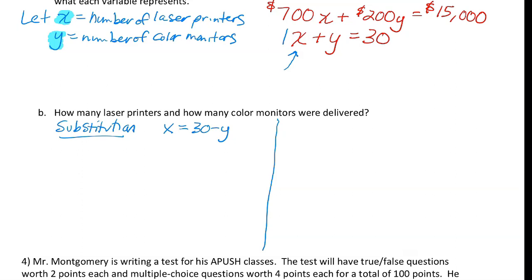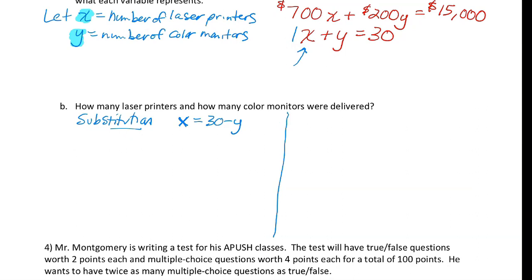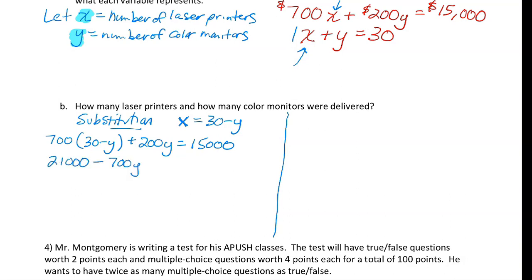And I'm going to take that 30 minus y, and plug it into the top equation where that y is. So, sorry, we solved for x equals 30 minus y. We're going to take the first equation and we're going to plug that in where that x is. So we'd have 700 times 30 minus y plus 200y equals 15,000. So distribute the 700, we would get 21,000 minus 700y plus 200y equals 15,000.